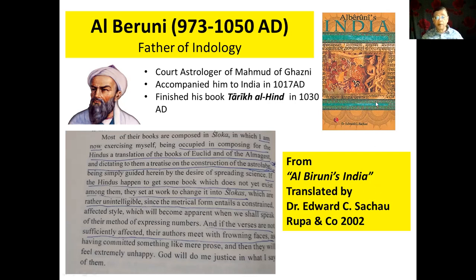This book is available in English translation. Anybody who is interested in knowing the ancient Indian ethos must read this book. It's a thick book, about 800 or 900 pages. But what I wanted to show you here is what he wrote about the oral tradition.